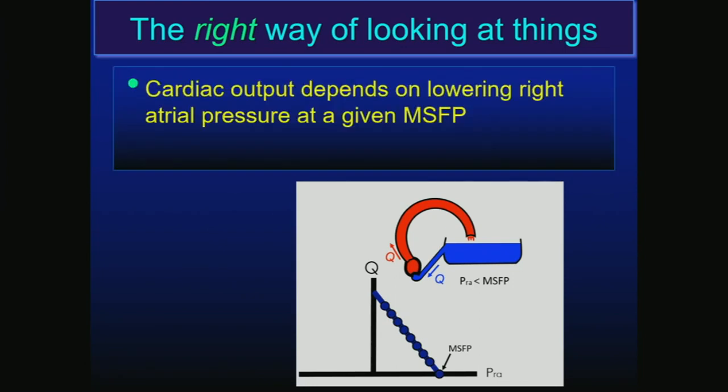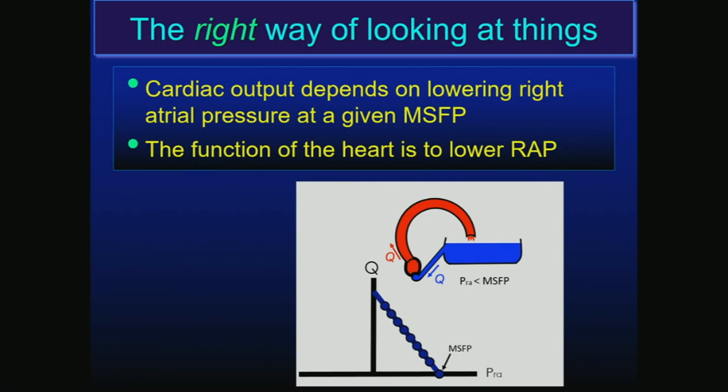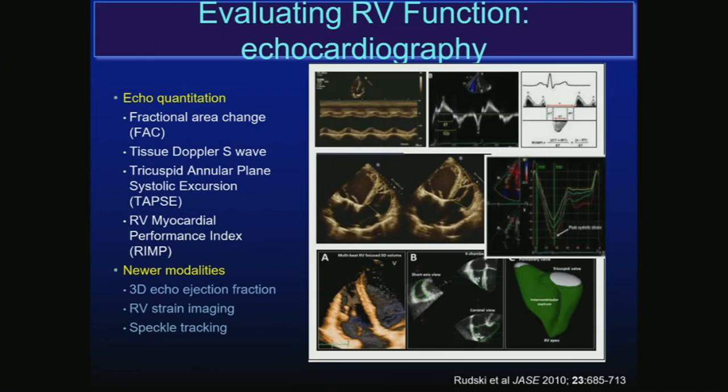What does this mean? This means that the mean systemic filling pressure is what it is, right? It has to do with the fluid and the vascular tone and all that stuff. So in general, that doesn't always change very fast. So the cardiac output depends on lowering right atrial pressure at a given mean systemic filling pressure, or alternatively raising mean systemic filling pressure. And looked at that way, the function of the heart is to lower the right atrial pressure so that the right ventricle can fill. It's kind of the opposite way of looking at it from the way we usually do, but it, again, suggests the importance of thinking about right atrial pressures and right atrial functions.